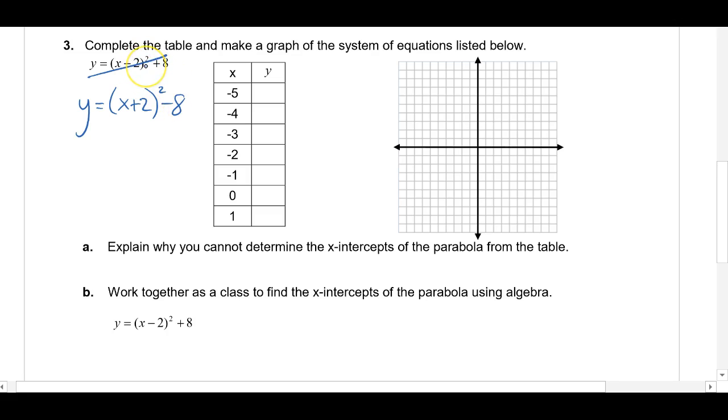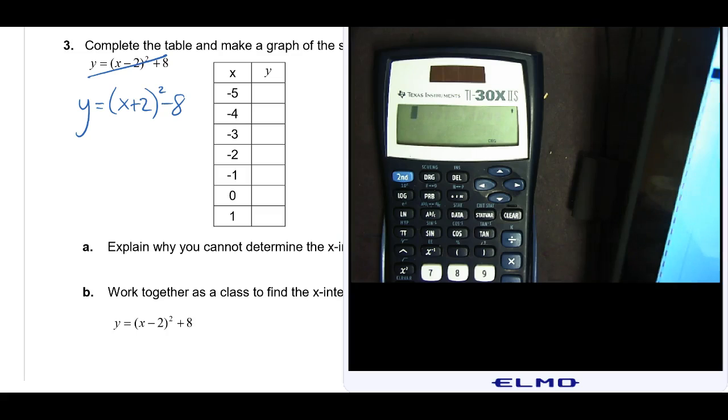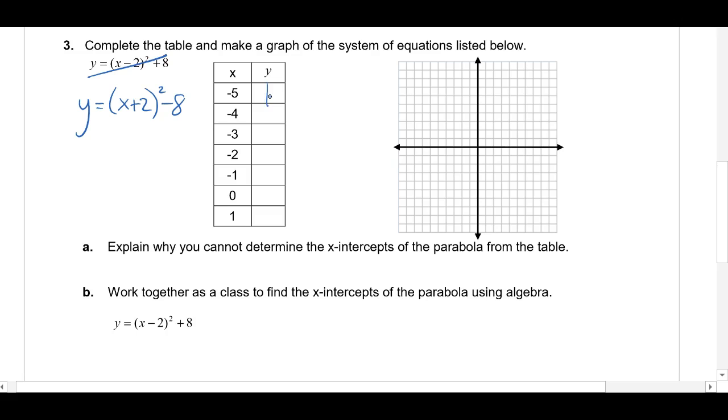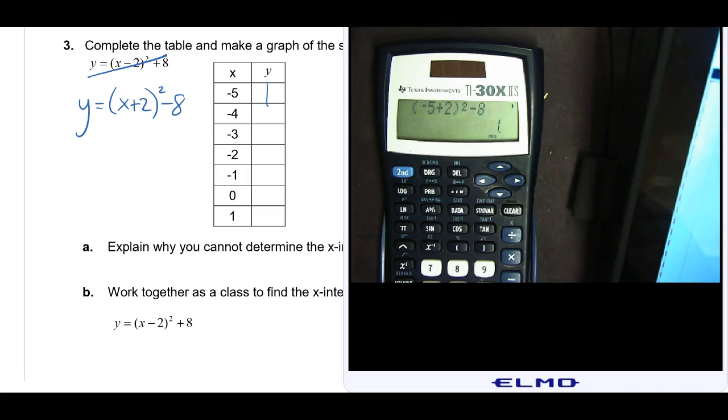It doesn't say that on mine. Now I'm going to plug these values into that equation. Let me bring up the calculator and plug it in just like you see it, with the right parentheses there: negative 5 plus 2, then hit the square button, minus 8. As you can see, the calculator looks just like it does here. I plugged in that negative 5, and the first number is going to be 1.